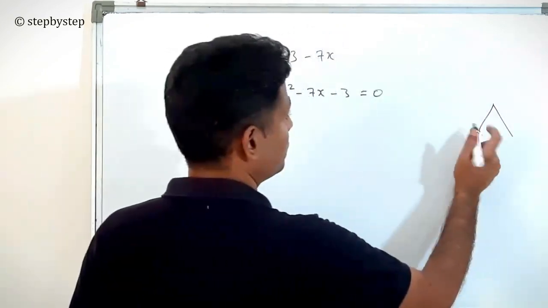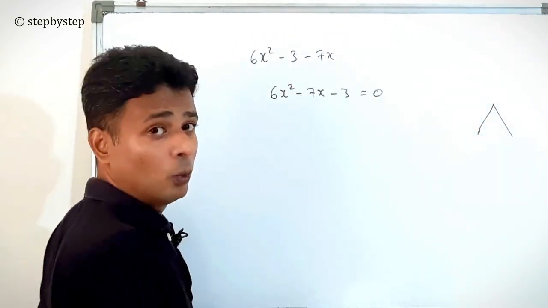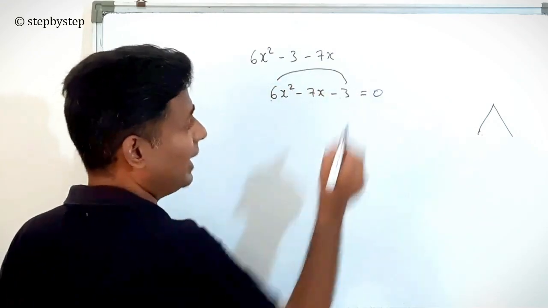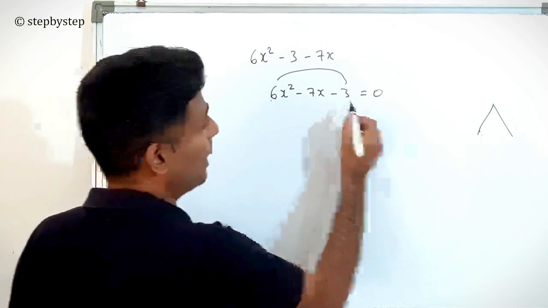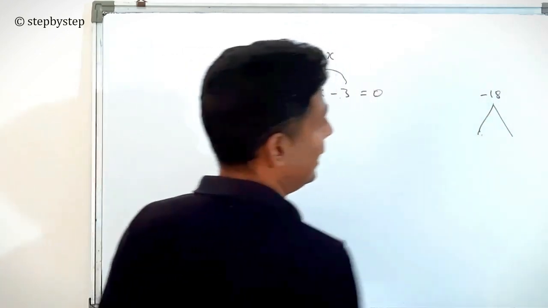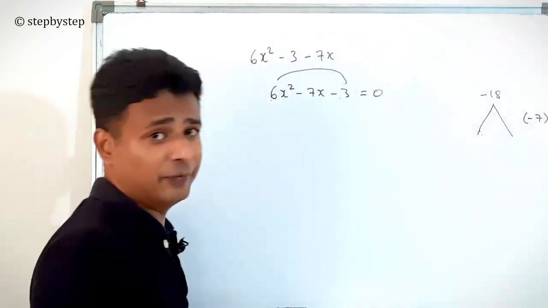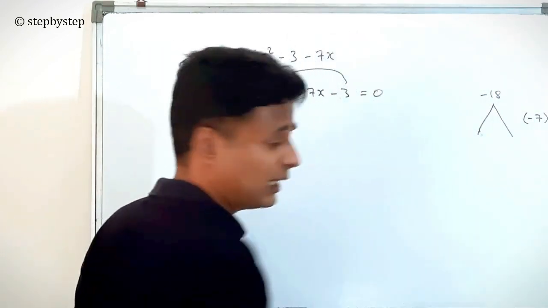Now, when you multiply, what should you get? Minus 3 into plus 6. First and last term, don't forget. 6 into minus 3, minus 18. And what is there in the middle? Minus 7. So don't forget to take the negative signs.